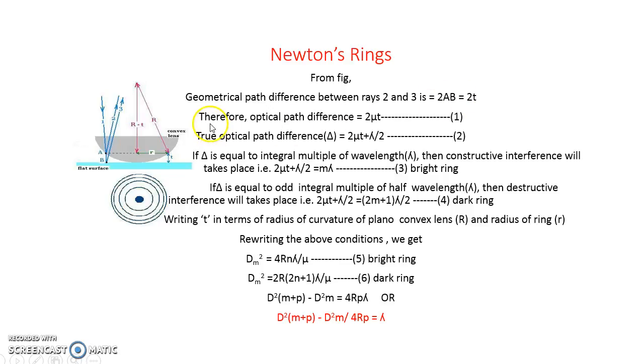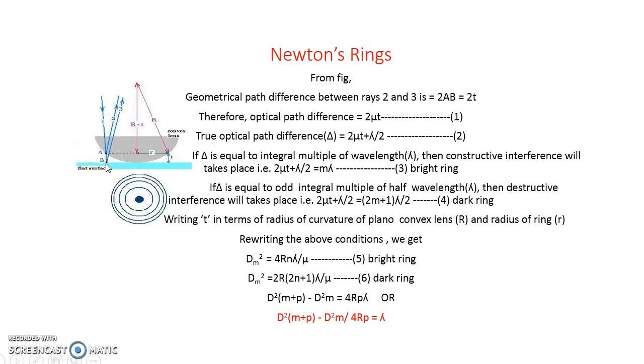Therefore optical path difference is the multiplication of refractive index into the geometrical path difference. This is equal to 2 mu T. Mu is the refractive index of the air film trapped between the plano-convex lens and the glass surface. So optical path difference equals 2 mu T. Further, to write the true optical path difference, it is necessary to check the reflections of ray number 2 and 3. So here we observe ray number 1 gets reflected from the surface of air medium, that is rarer medium. No phase change takes place there.